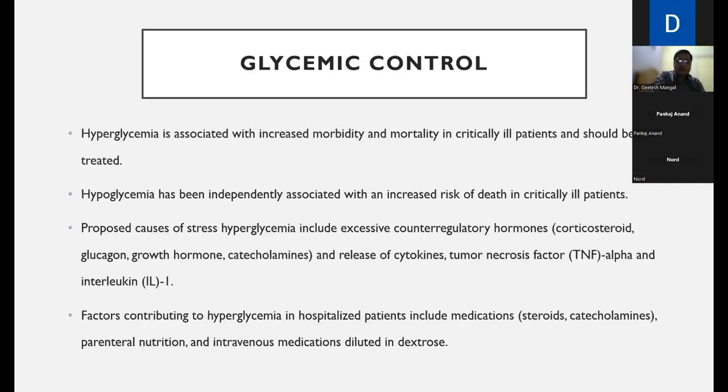Now coming on to glycemic control for ICU patients. Hyperglycemia, as we all know, is associated with increased morbidity and mortality. And hypoglycemia, as a result of treatment of hyperglycemia, is independently associated with increased risk of death.